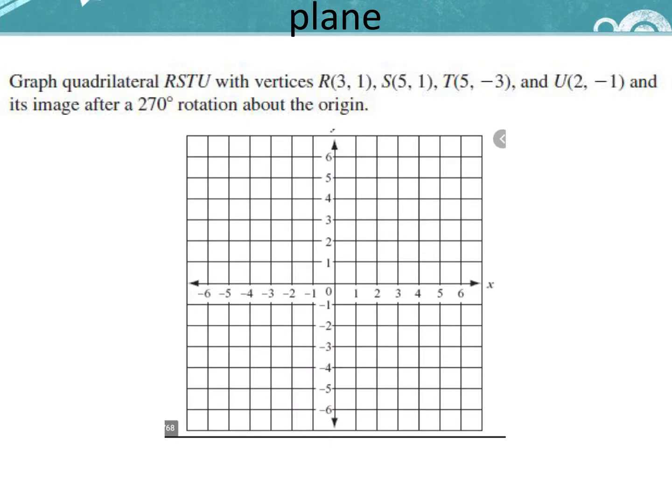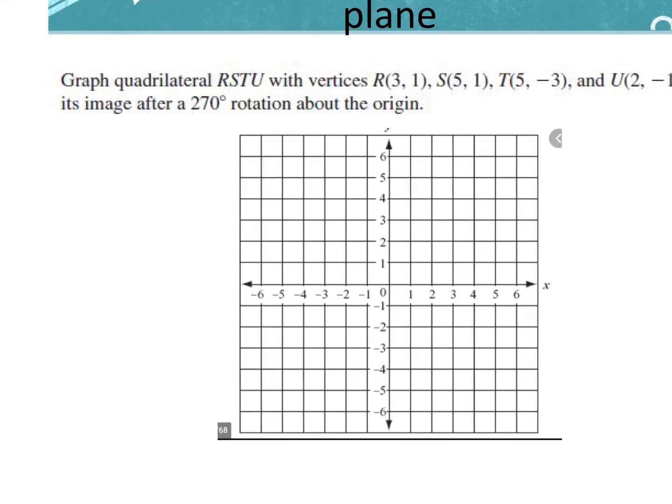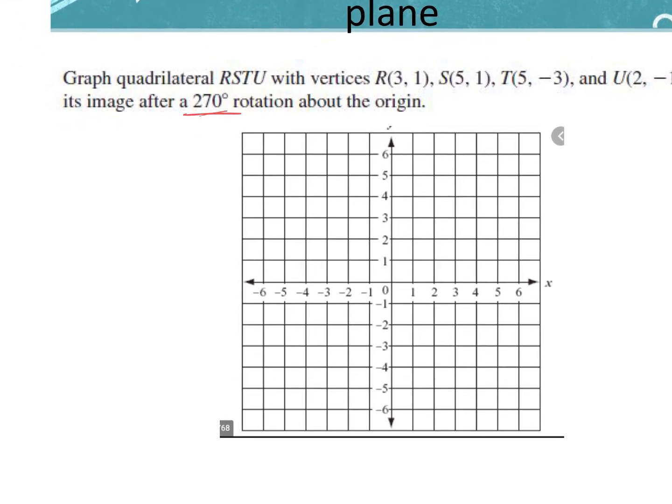We're going to start with the quadrilateral RSTU, and then we're going to rotate it how many degrees? 270. What direction do I rotate this figure? Counterclockwise. How did you know? Because it's unspecified. It didn't say, okay? If it doesn't say, it's always counterclockwise, okay? So, write CCW.